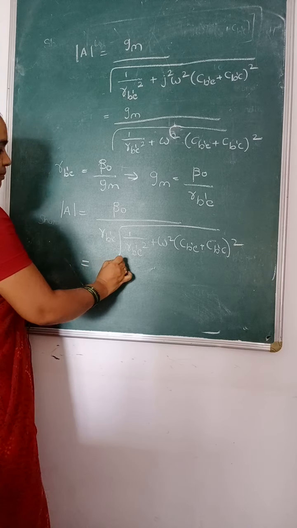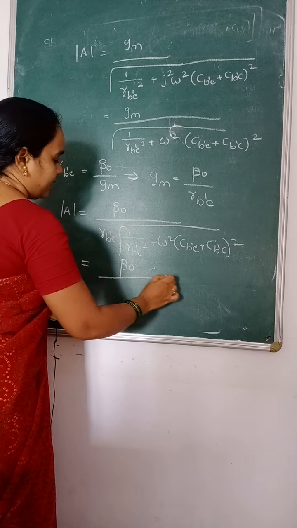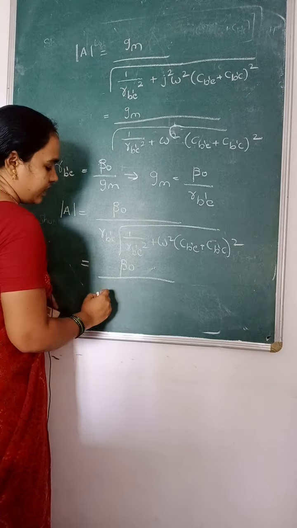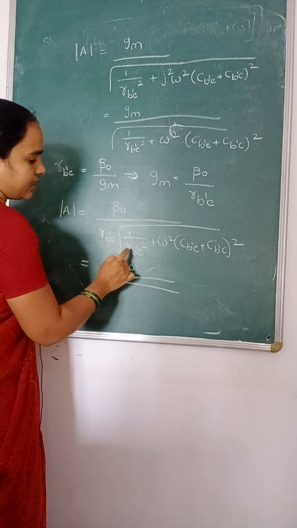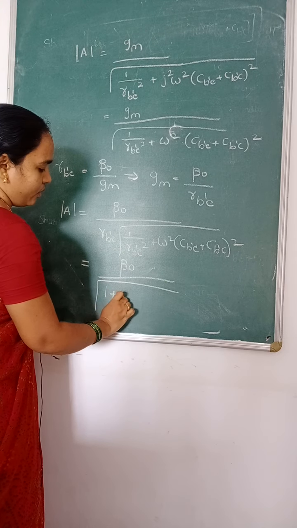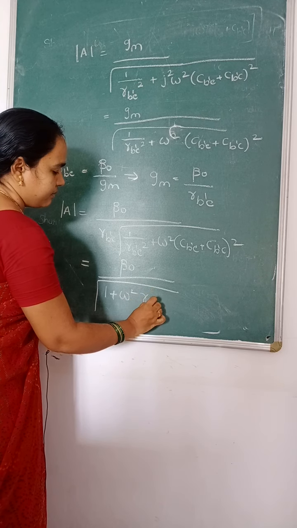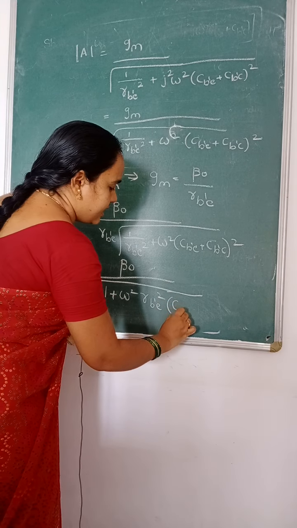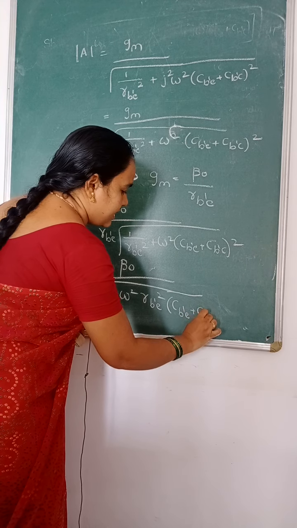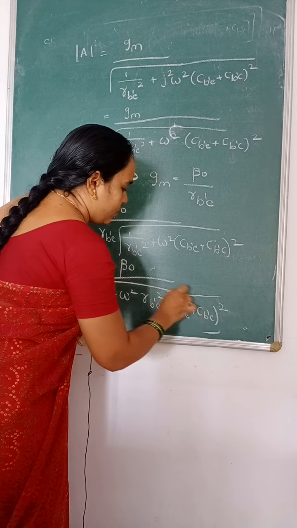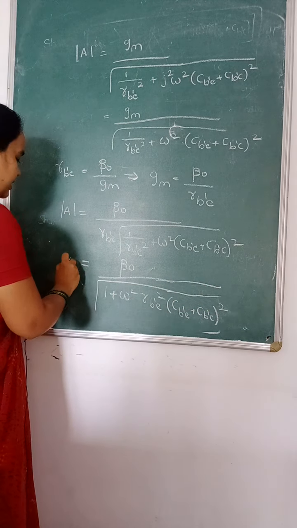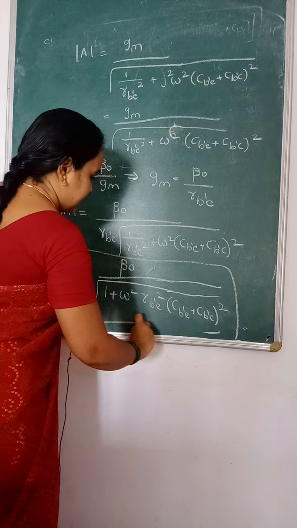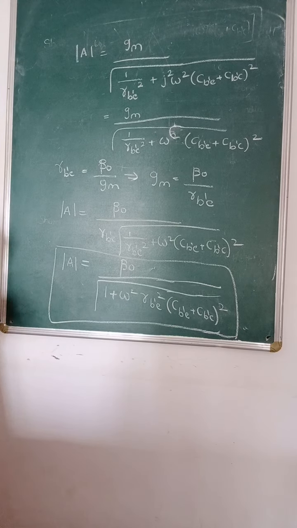Then this equation will be beta naught divided by this r_b'e. When it goes inside the root, it will become a square. Then this square term gets cancelled, plus omega square r_b'e square multiplied by (C_b'e plus C_b'c) whole square. This is the short circuit current gain in common emitter configuration.